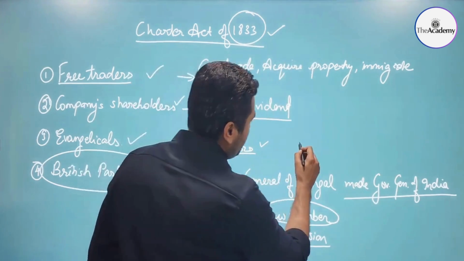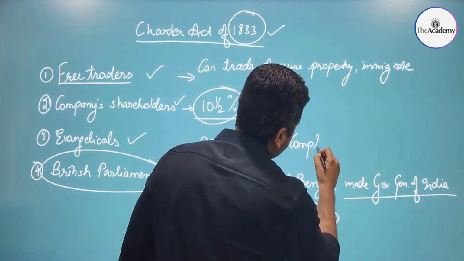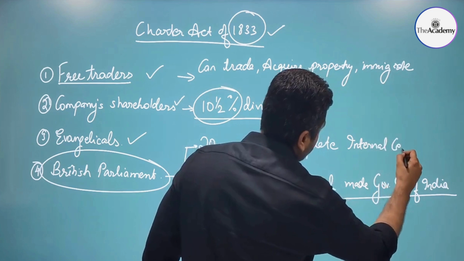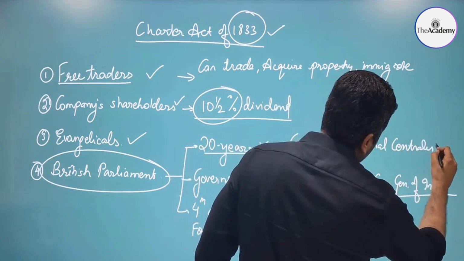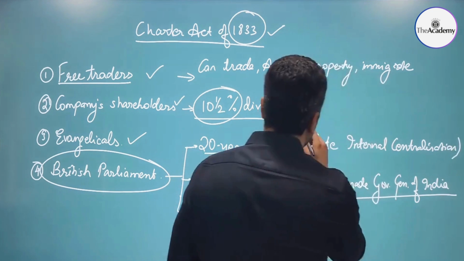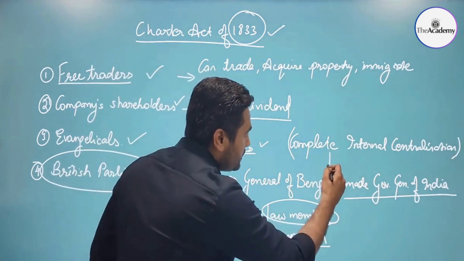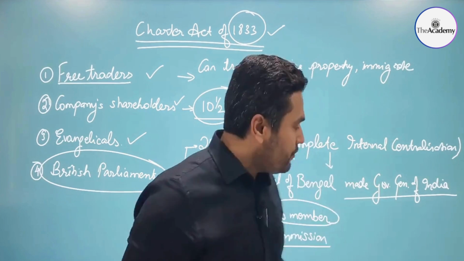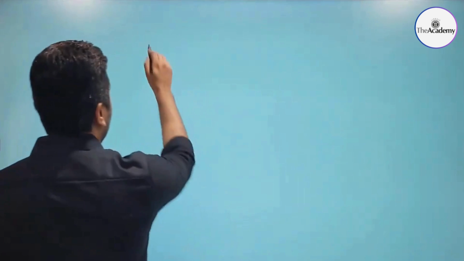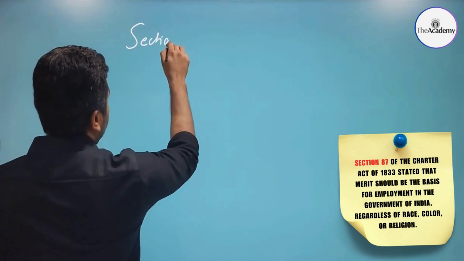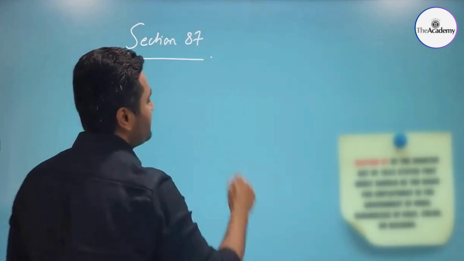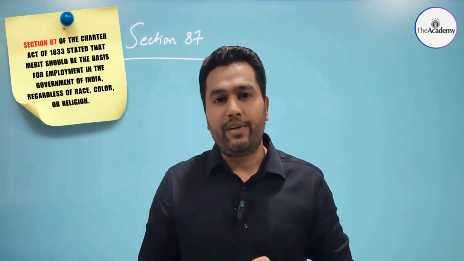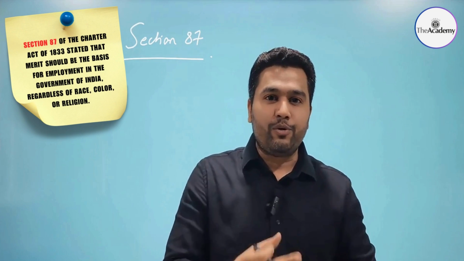So I would say a complete internal centralization became the hallmark of the Charter Act of 1833. The most important provision of the Charter Act of 1833 was Section 87. Section 87 of the Charter Act of 1833 truly reflected the spirit of utilitarianism.